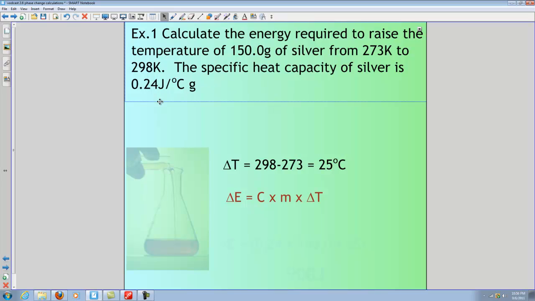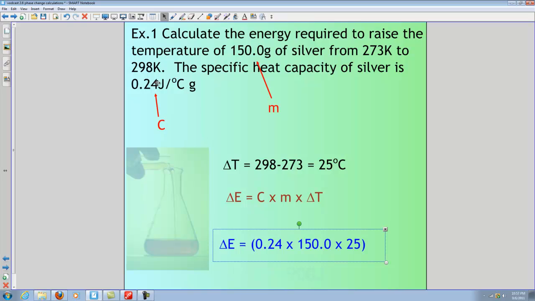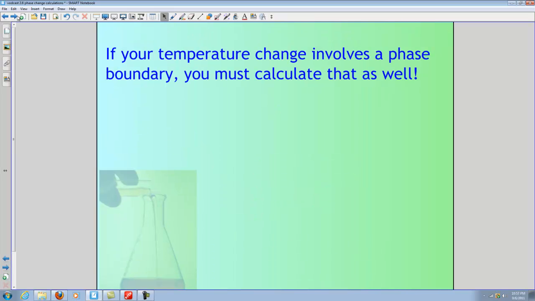C is given to us. Specific heat is given to us. It says specific heat capacity, so that's what that is. And then the mass is also given to us, 150 grams. So we're just going to take all those things and plug them into our equation. We've got 0.24 times 150 times 25, and all we're doing there is taking the numbers from the problem and plugging them in, and that's going to lead us to our answer of 900 joules. So relatively straightforward.